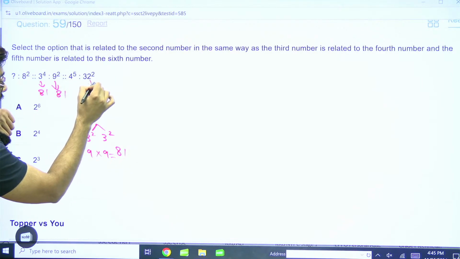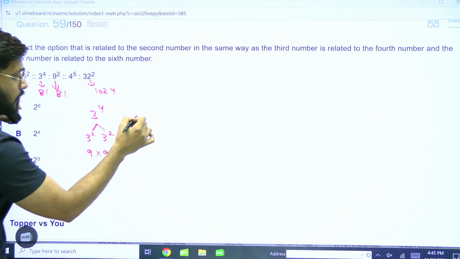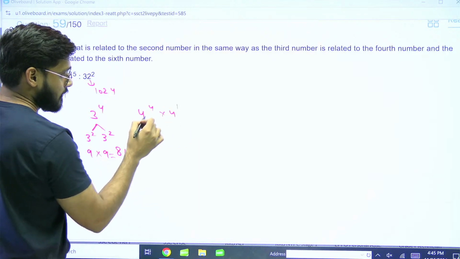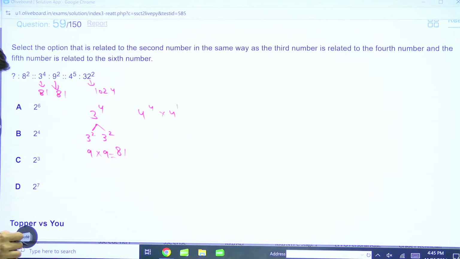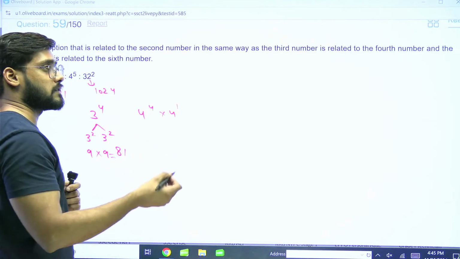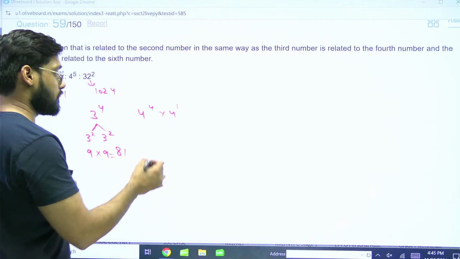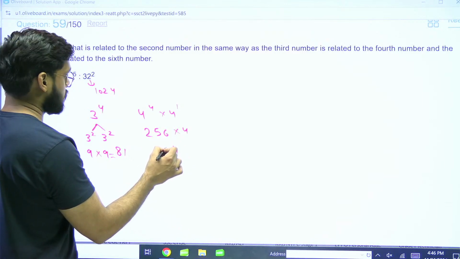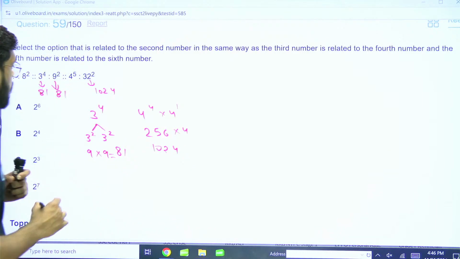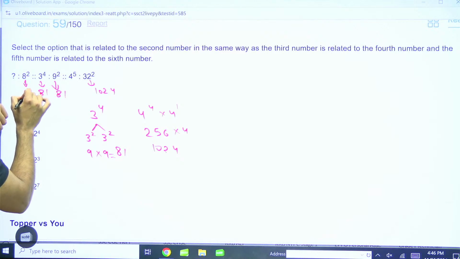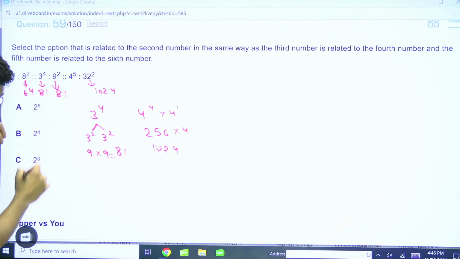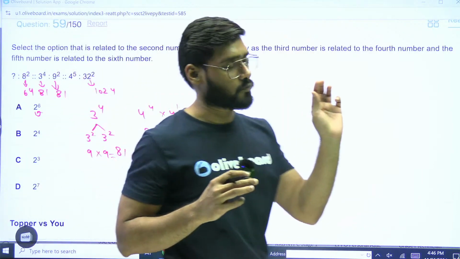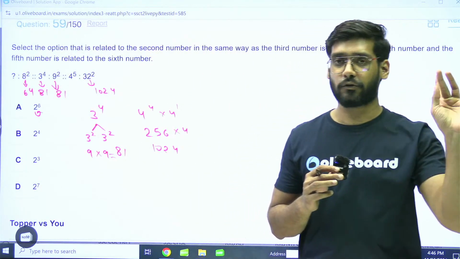Similarly, 32 square is 1024 and 4 power 5. 4 power 5 can be written as 4 power 4 multiply 4 power 1. So 4 power 4 makes what? 4 into 4, 16, 4 is 64, 64 into 4, 256. 256 into 4 is 1024. So I can say that 8 square is 64. So which of the following numbers will make 64? 2 power 6. So 2 into 2, 4, 2 is 8, 8 twos are 16, 16 twos are 32, 32 into 2, 64.